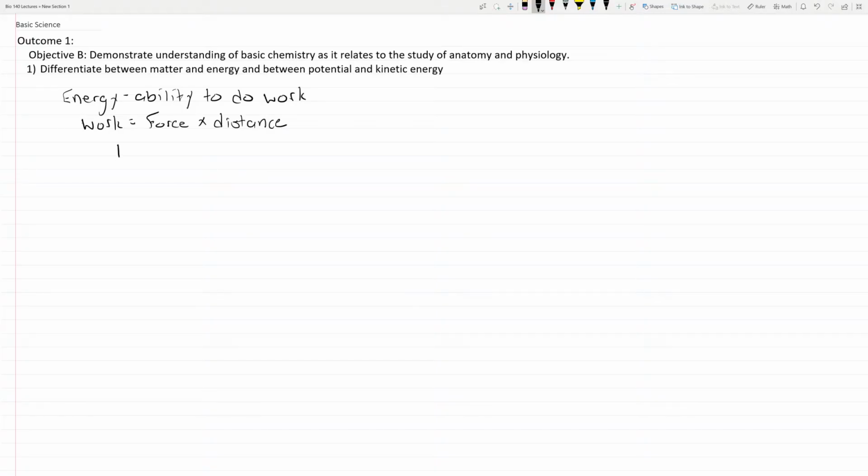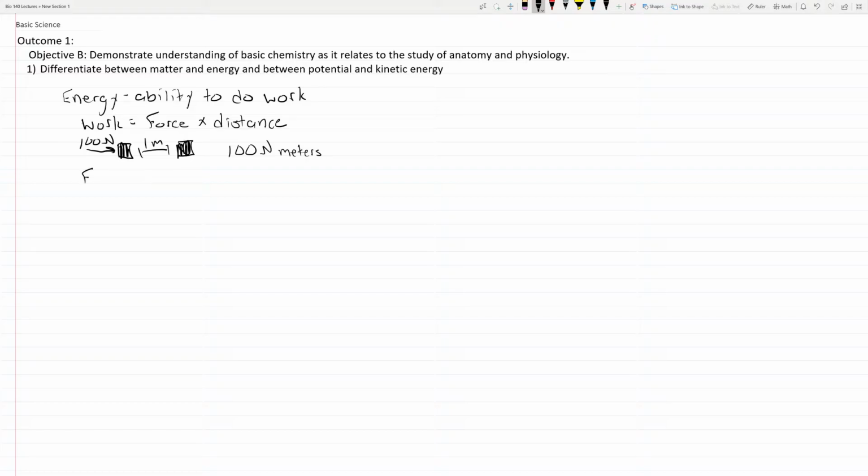So if you had a block here and you applied a force to it, 100 newtons, and you moved it 1 meter here, you have done 100 newton meters of work. So basically you just multiply the force and the distance, and that gives you work. What this also says is if you apply that force, 100 newtons, and it moves 0, you've done no work whatsoever.